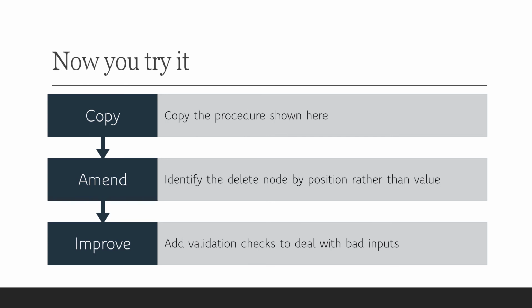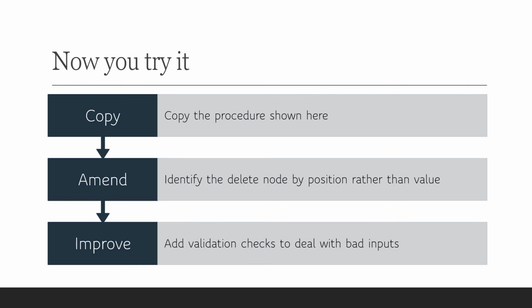You can make a new version where we identify the delete node by position. Delete the third node in the list instead of delete D or whatever. And that's just an alternative. You could create two procedures that work the two different ways.